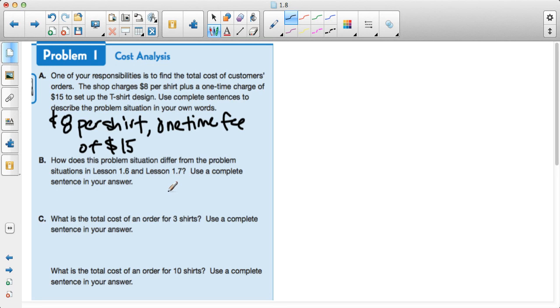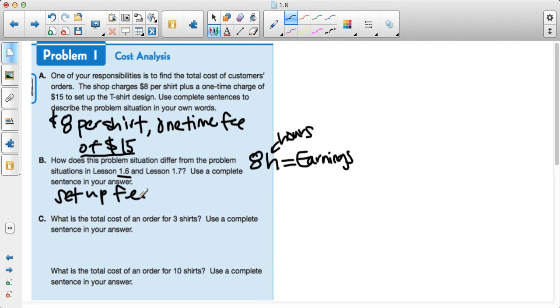How did the problem situation differ from the problem situations in 1.6? Well, in 1.6, that was the patio furniture problem, and we had 8H equals our earnings, with H being our time worked, our hours. In this one, we actually have a one-time fee of $15. So for this one, there is a setup fee. Again, you should be taking notes in your math encyclopedia.